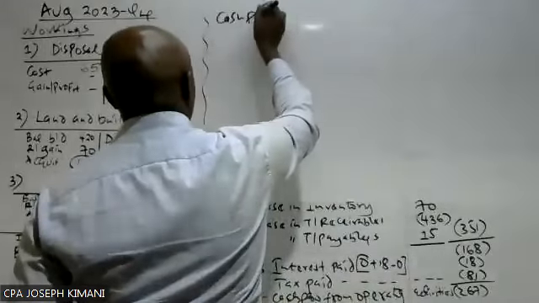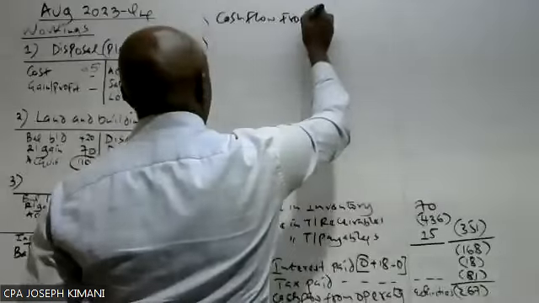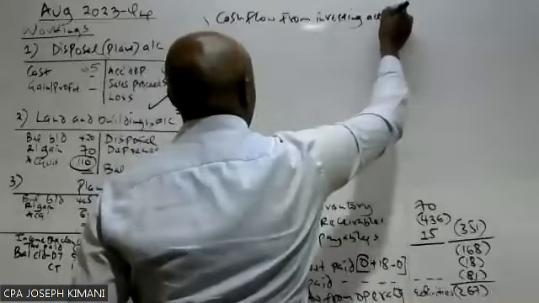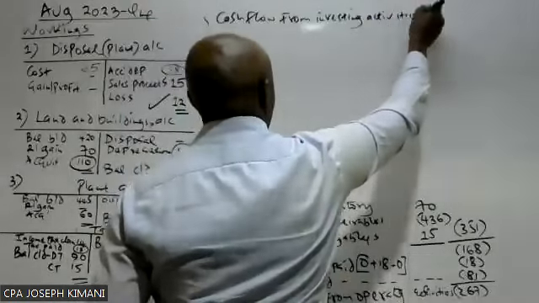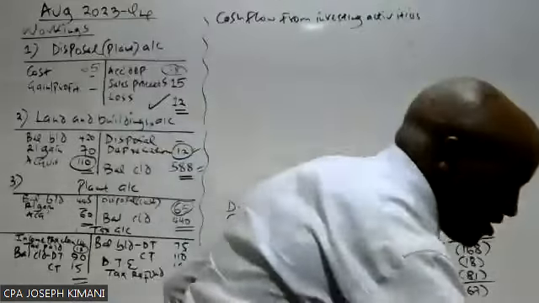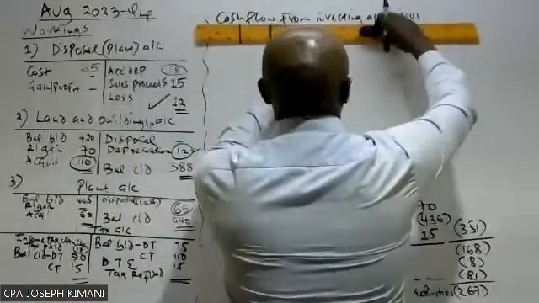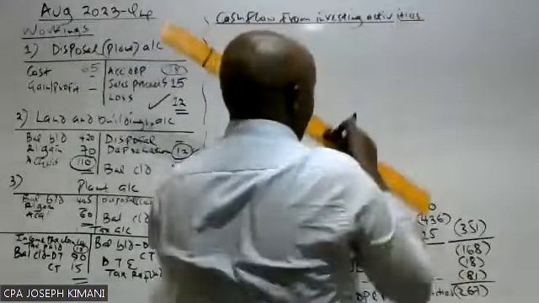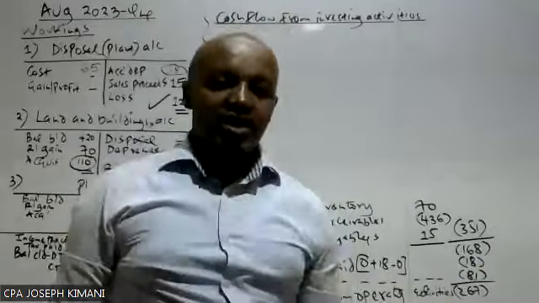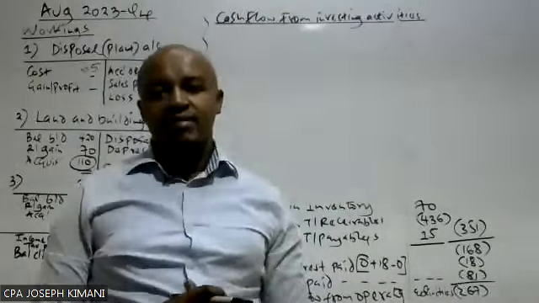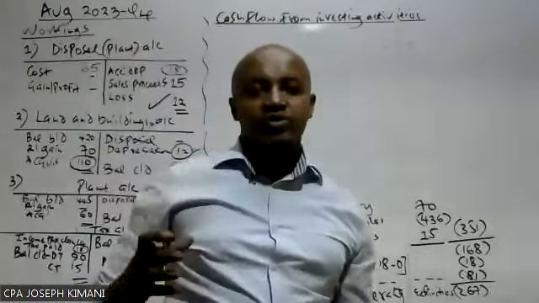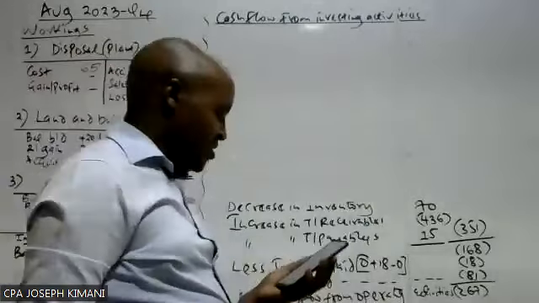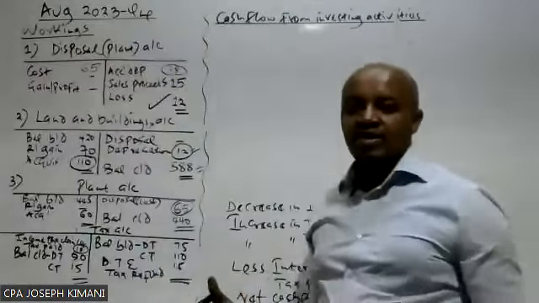Cash flow from investing activities. Investing activities, which we consider here, are the assets which were acquired, the assets which were disposed or basically sold, and any income from investment. And remember, we have some interest which was received. So we just need to go through the additional information or basically the workings. Let's just come here to the workings.